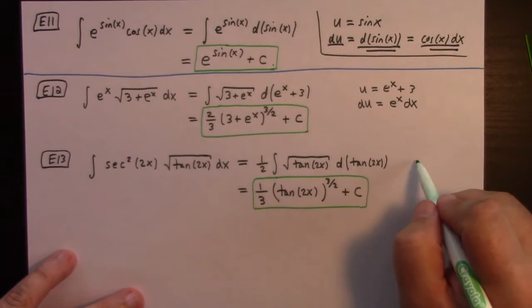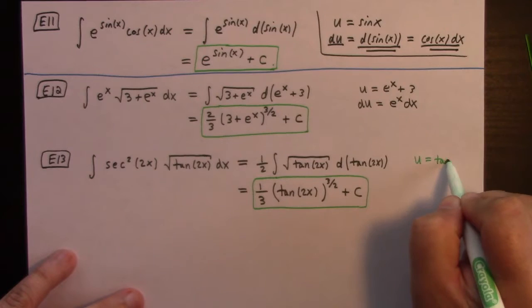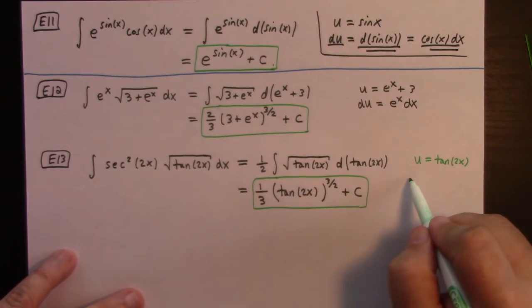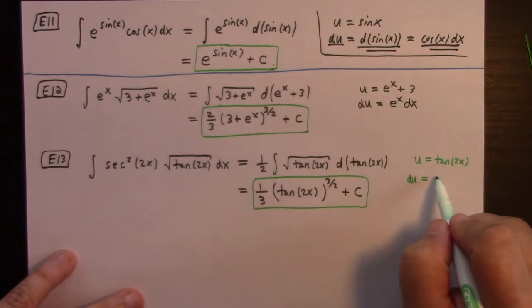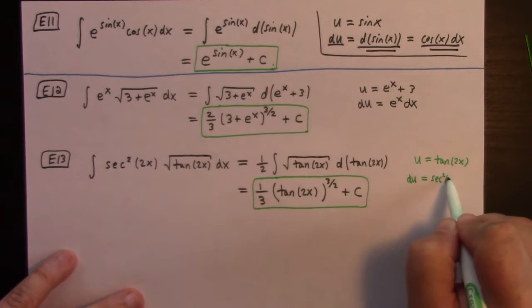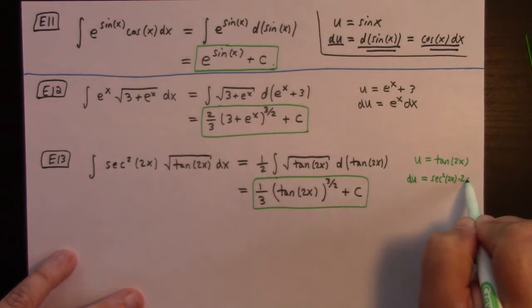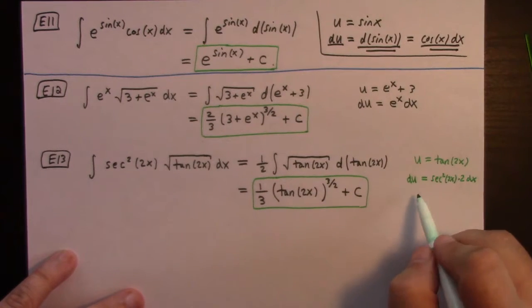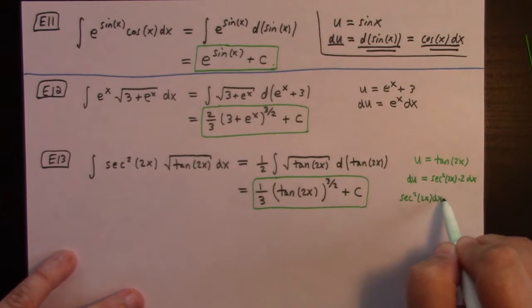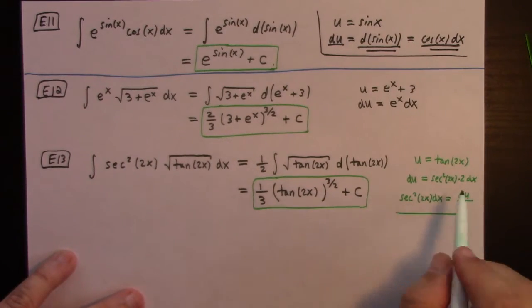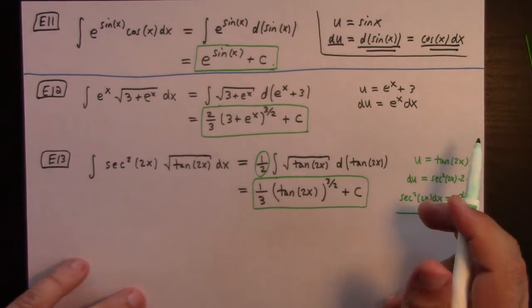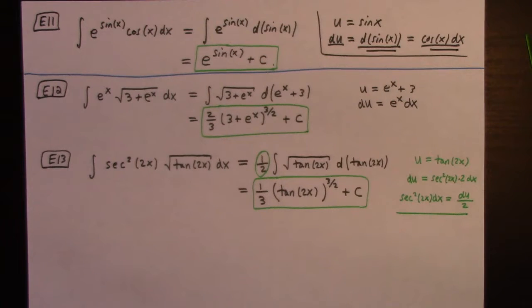Of course, what I'm doing is just u equals tangent 2x. So then du is equal to secant squared of 2x times 2 dx. What that means, of course, is that secant squared of 2x dx is actually equal to du over 2, right? And that's where this fancy 1/2 came from. All right.